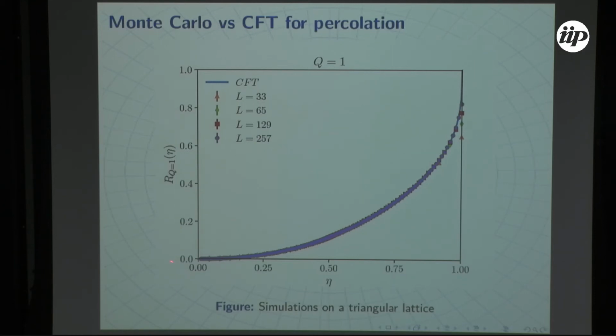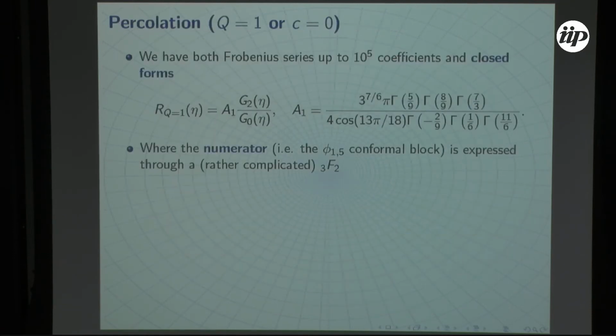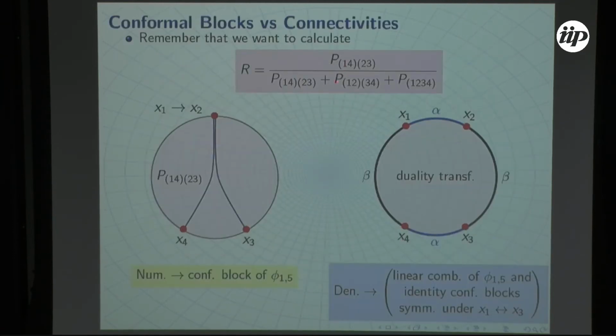So this is eta, which is the cross ratio between the 4 points at the boundary. And R is this particular ratio of connectivities: the probability that 1 is connected with 4 and 2 with 3, divided by the sum of 1 with 4 and 2 with 3, 1 with 2 and 3 with 4, and all together. So it's a ratio of connectivities.